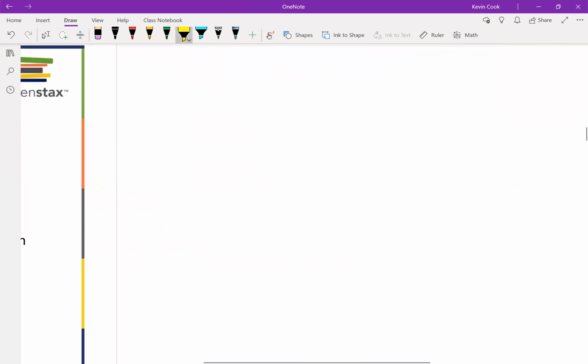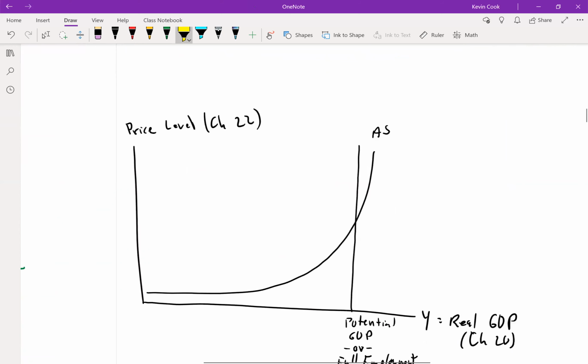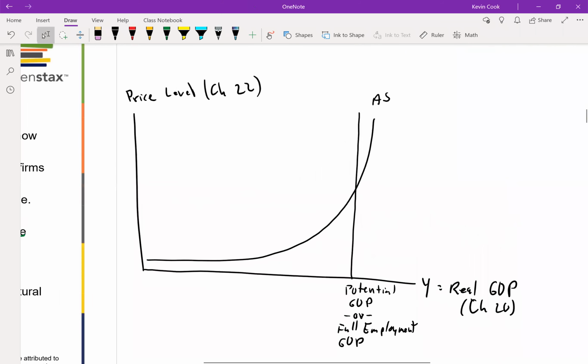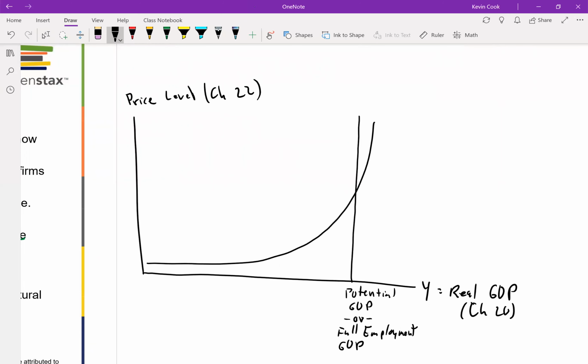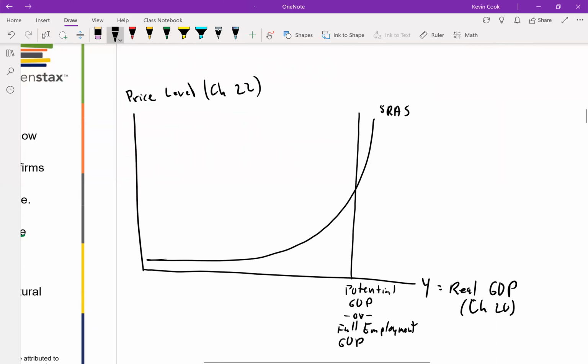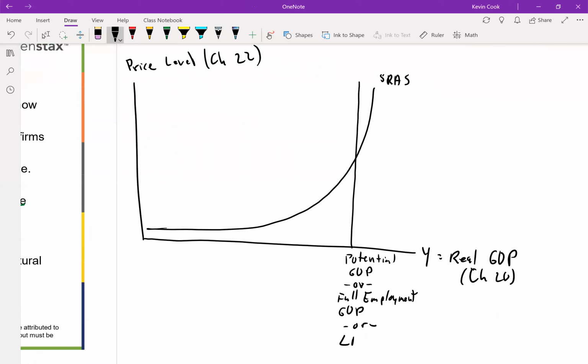Before I get into aggregate demand, I'm going to highlight a couple of things just looking at our aggregate supply. Something we're going to see in a few minutes: we're going to break our aggregate supply down into two components. We're going to call this curvy one our short run aggregate supply, and this potential GDP we're going to refer to as our long run aggregate supply.